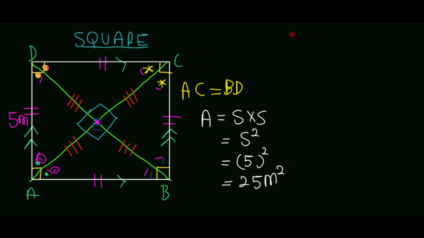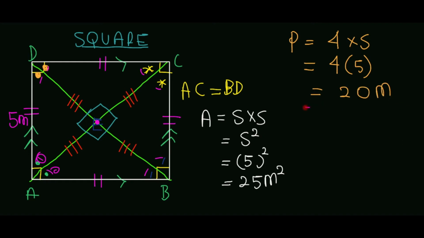Another very important thing is the perimeter. Perimeter is 4 times s, because perimeter is the distance around the figure. So here we add these 4 sides, which is why it's 4 times s. Let's find the perimeter: 4 times 5 is 20. So this is the perimeter. That's all about the square.